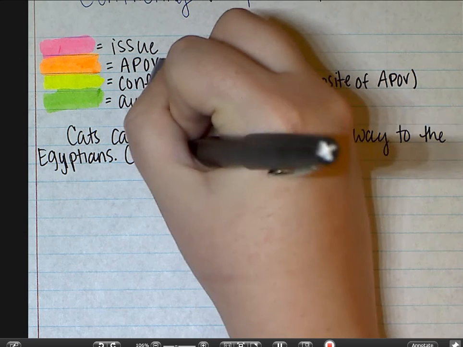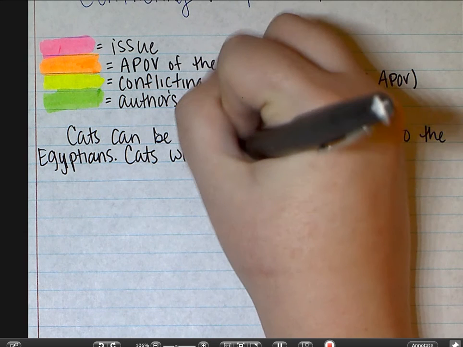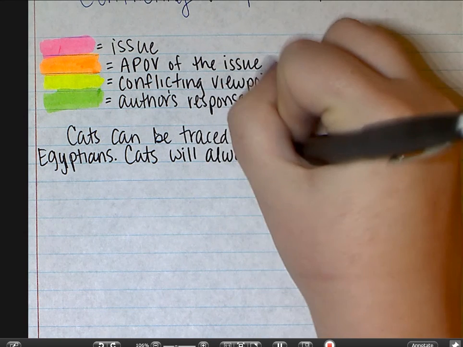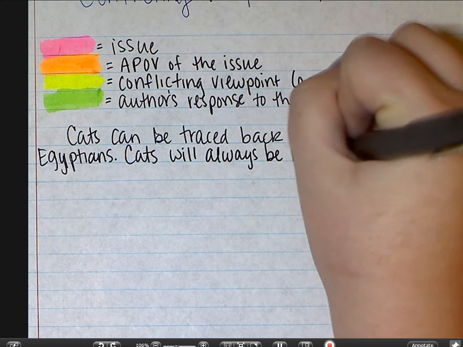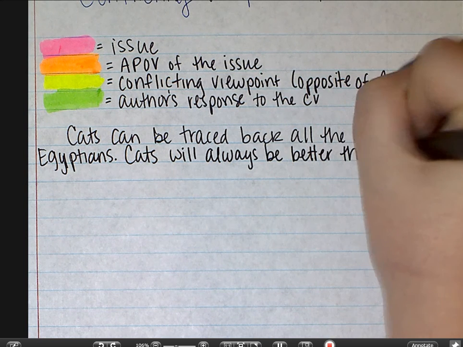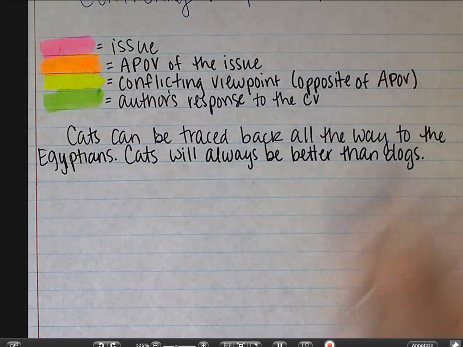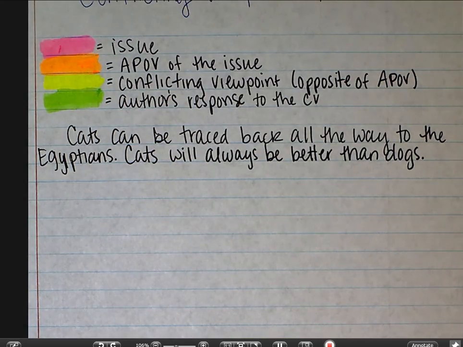Cats will always be better than dogs. Okay, again, this is just an example. This is the example that I've done for many years. That's the reason I'm still doing it, is because I know how to do this one. It doesn't matter if you don't agree. You are entitled to your own opinion, but this is just notes.